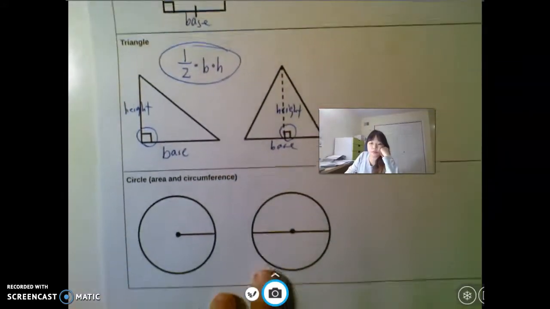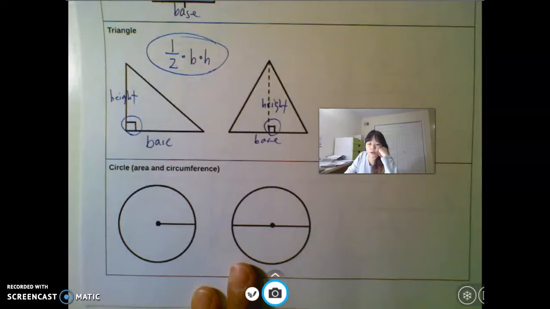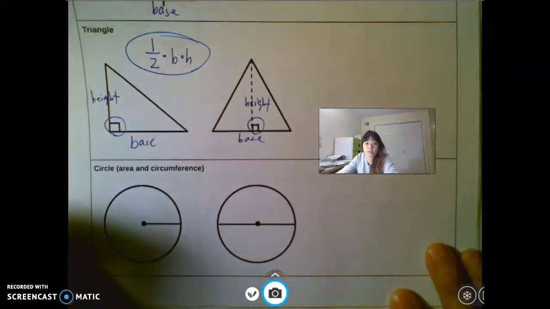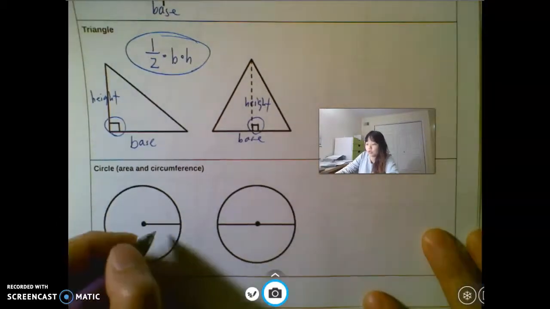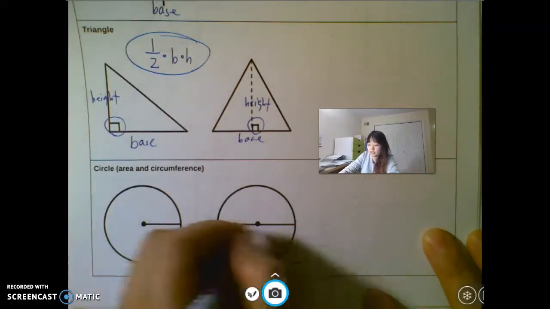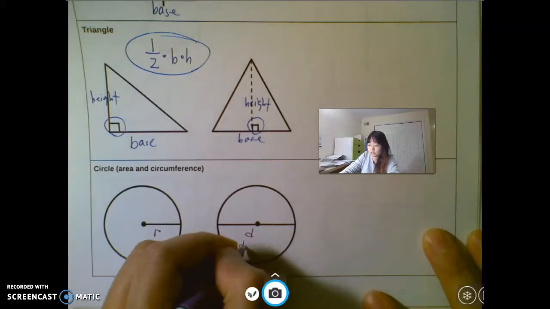You knew this before. Area and circumference of a circle. Now, that is something we didn't do last year when we were doing circles. But okay, circle. First of all, that's a radius, right? Just half, from the center to a point on the circle, is the radius. The entire thing is D for diameter.